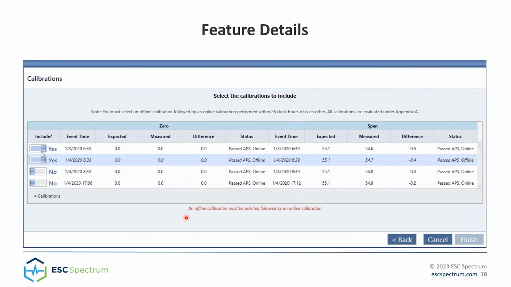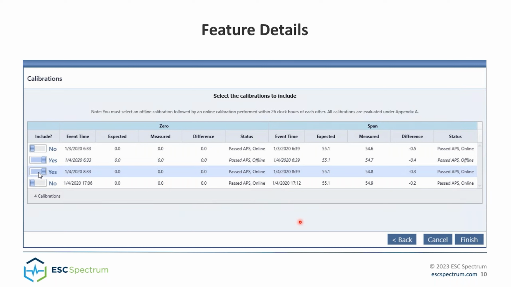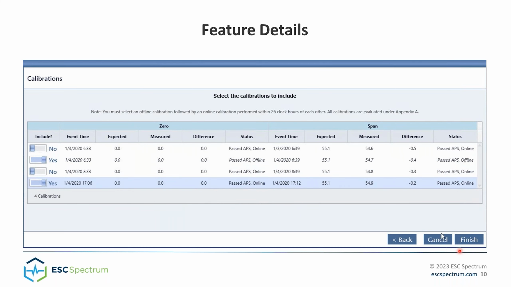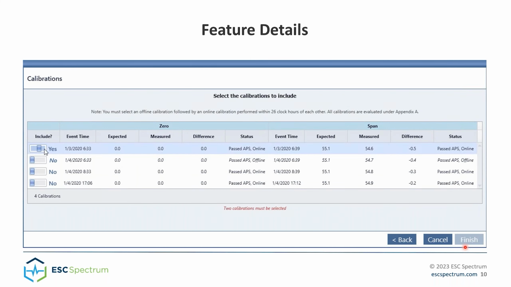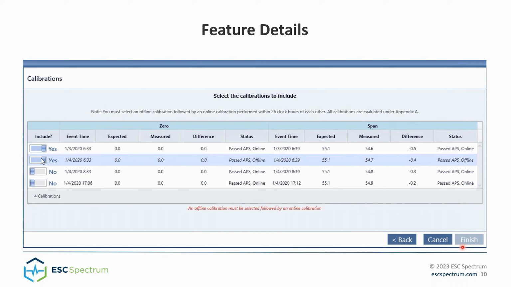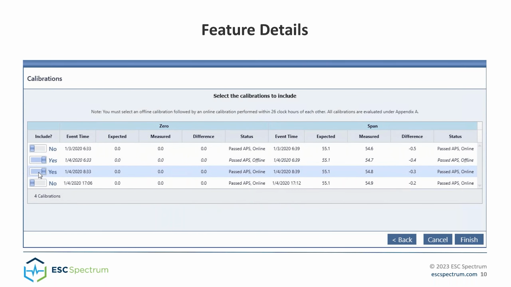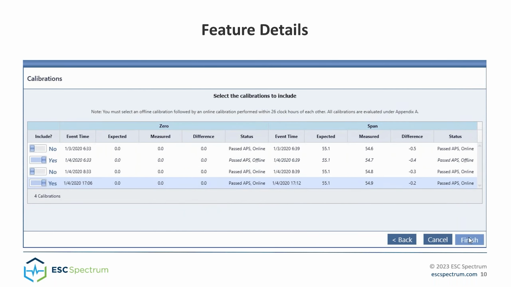You'll notice down here at the bottom, there are warnings and errors that show up when incorrect selections have been made. Those are validated behind the scenes, and if it is an invalid selection, the finish button will be disabled. But it still allows the freedom to pick the ones that are acceptable.